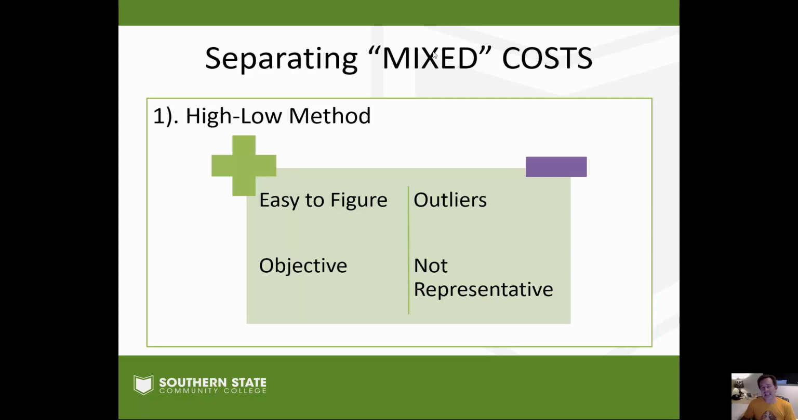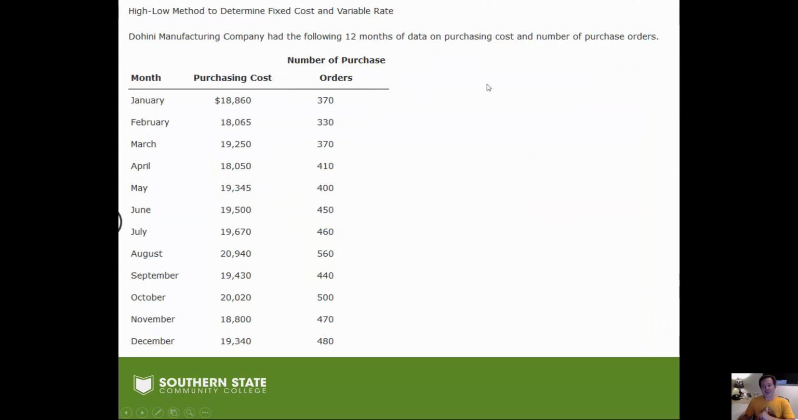The big drawback is if there's any outlier data in our data set, like if most of the data points are around a level of activity of 500, but we had 1 month where our level of activity is like 2,500 and it's 5 times more, then that could skew the whole thing and not give us a very accurate representation of how the costs break down between fixed and variable. So, with that being said, here's the problem that we're going to work.